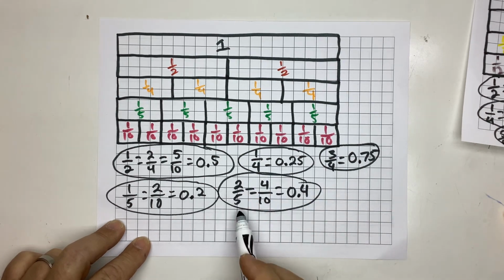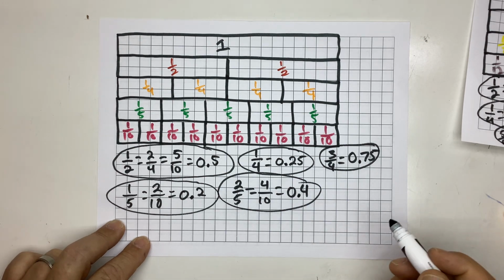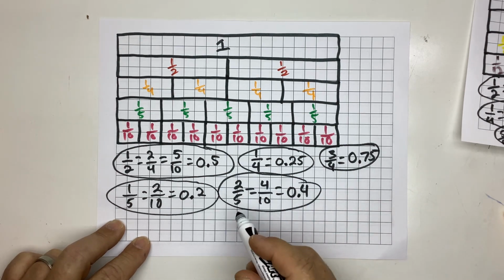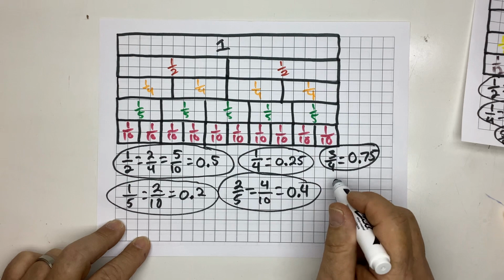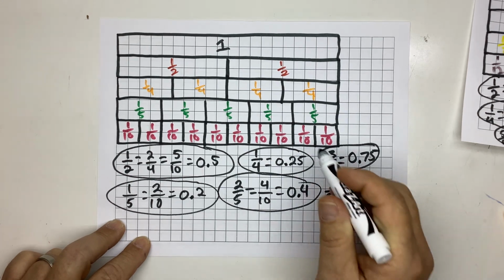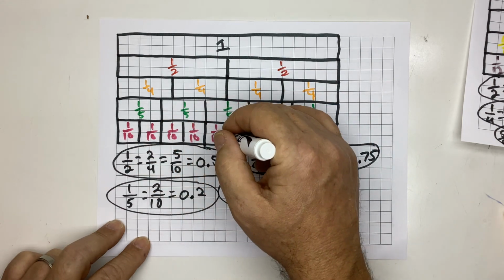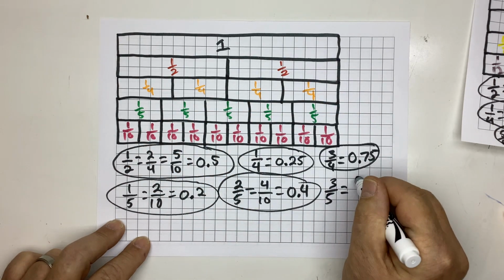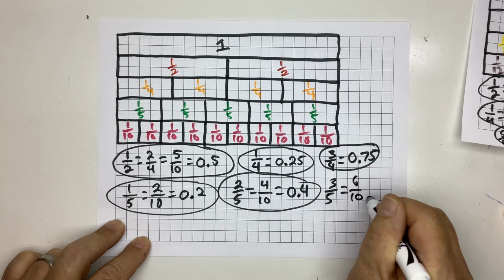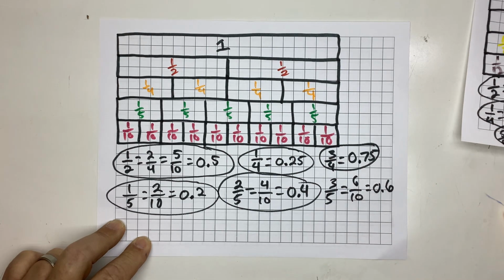So if you ever need to convert 2/5 to a decimal, or you do a percentage, that would be 40%. Just a real easy conversion right there. Okay, 3/5 is equal to 1, 2, 3, 4, 5, 6/10, which is also equal to 0.6.